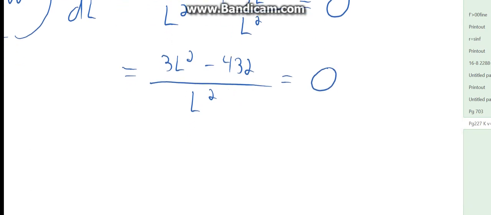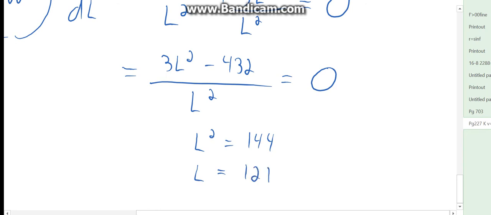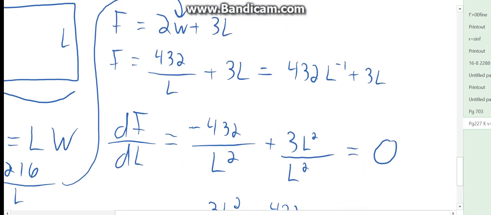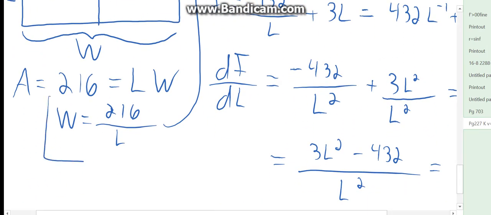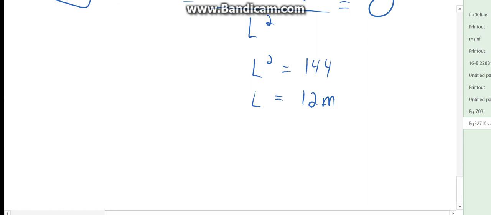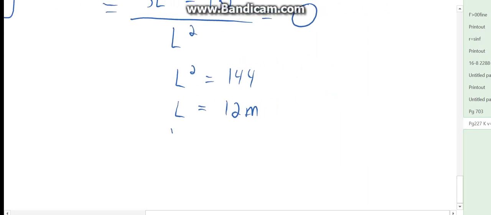To find out where that's 0, we're going to do 432 divided by 3 is 144. So L squared has to equal 144, which means L must be 12 meters. Okay with that? And if L is 12 meters, we're going to come back up here because we got to find W. Remember we said W had to be this, 216 over L. So 216 divided by 12, is that 18? So W has to be 18 meters.